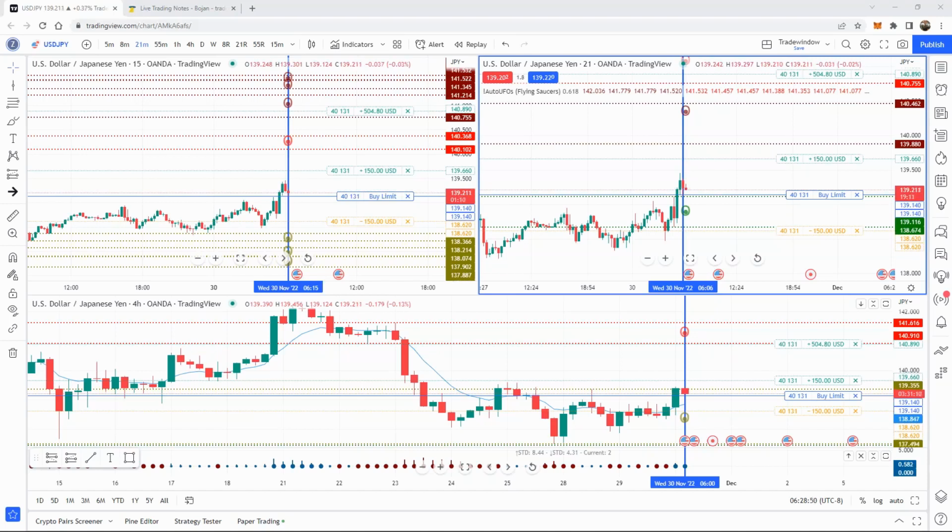I'm just sticking with this dollar yen trade to see if this will trigger while we're still in the session, because sometimes we do get some of those that do trigger like that.